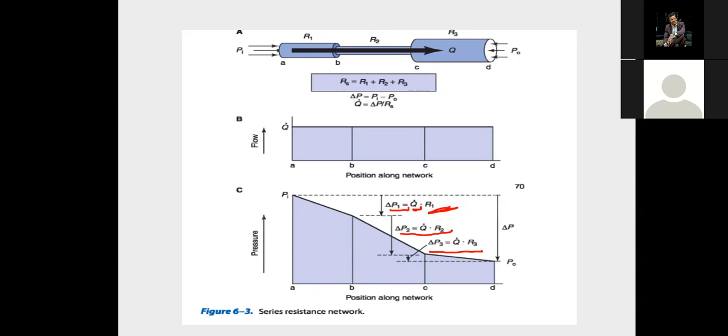And this is a very important issue in the setting of organ transplantation, because when we remove an organ, we are disturbing the total resistance. And when we are placing an organ, we are changing the total resistance. So it will affect the blood pressure.